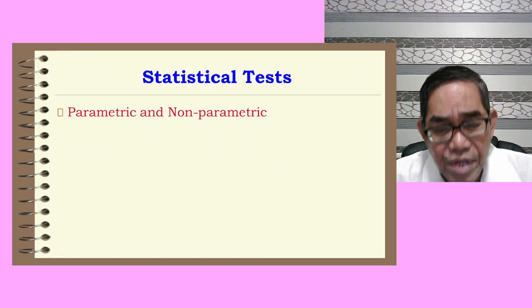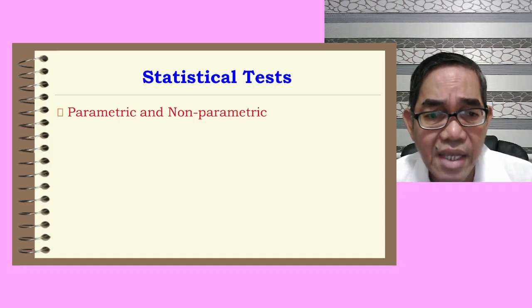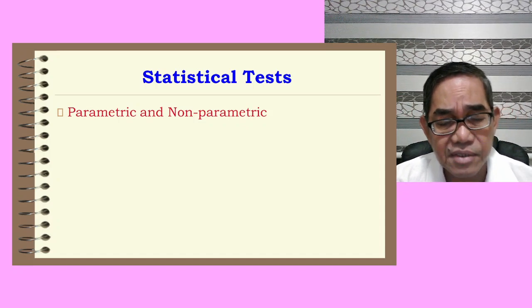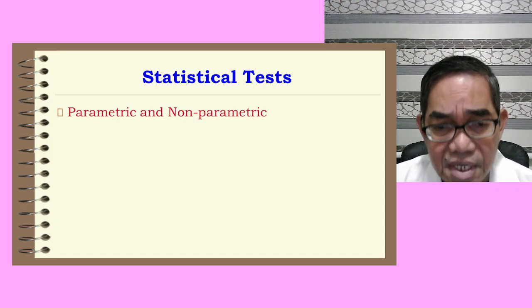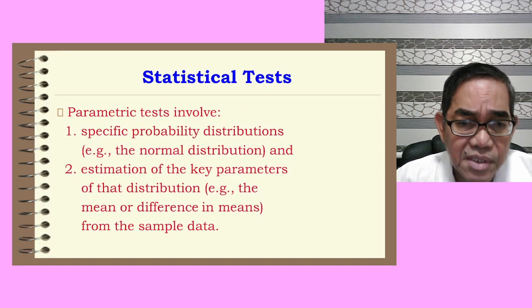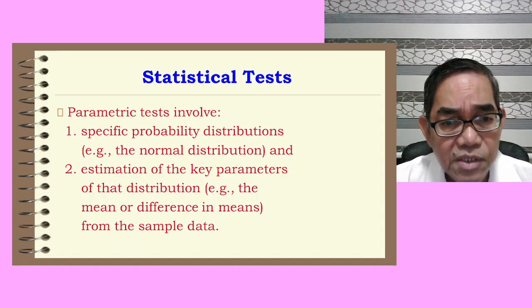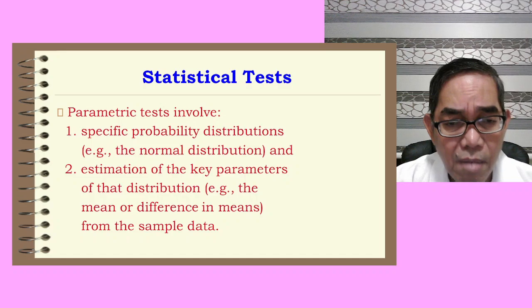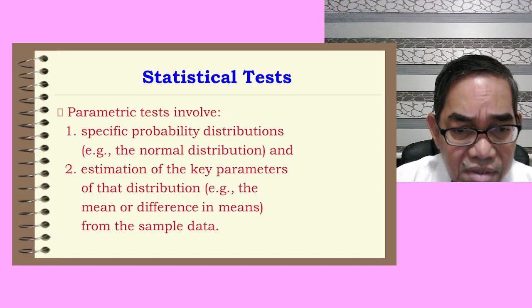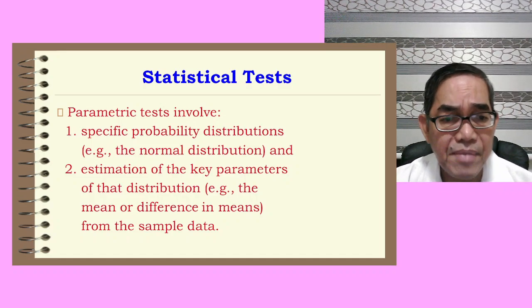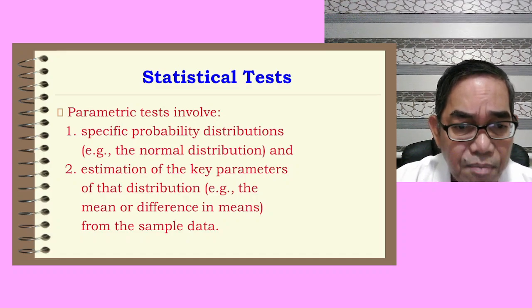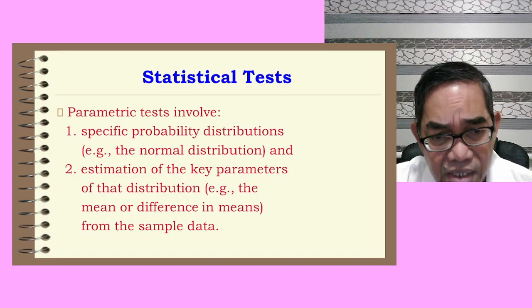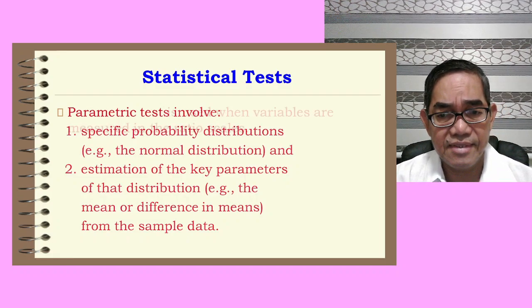Okay, so we need to know as well, with statistical tests, that there is such a thing as a parametric statistical test and a non-parametric statistical test. With parametric statistical tests, they involve specific probability distributions, meaning outcomes should be normally distributed. An estimation of the key parameters of that distribution, for example, the mean or difference in the mean from the sample, and they have to be, as I said, normally distributed.